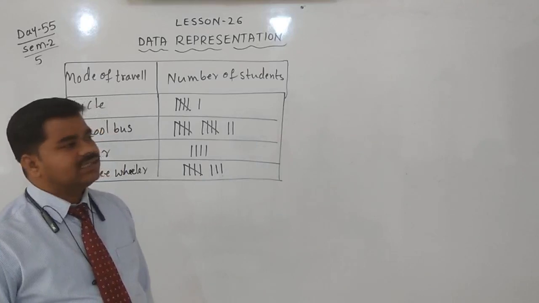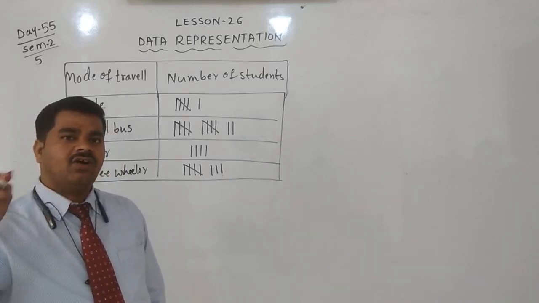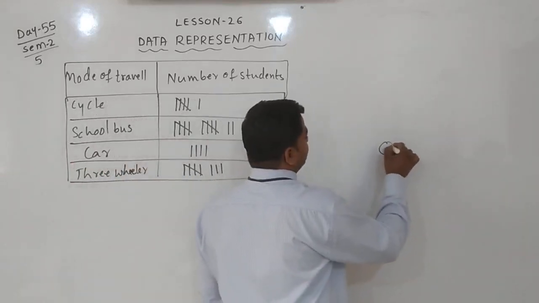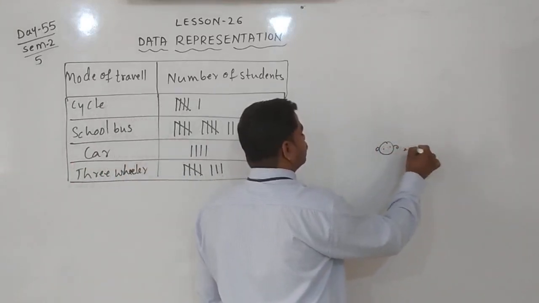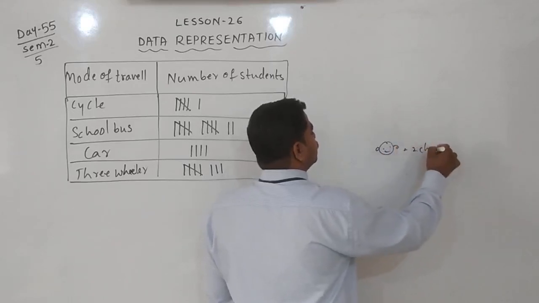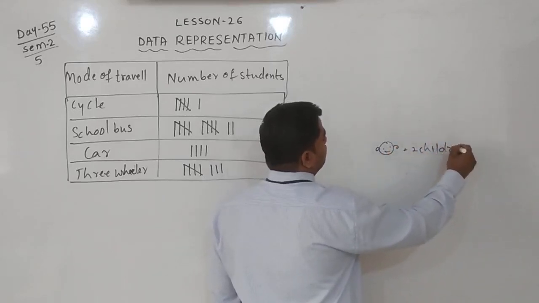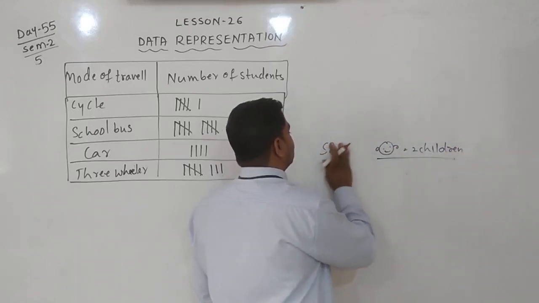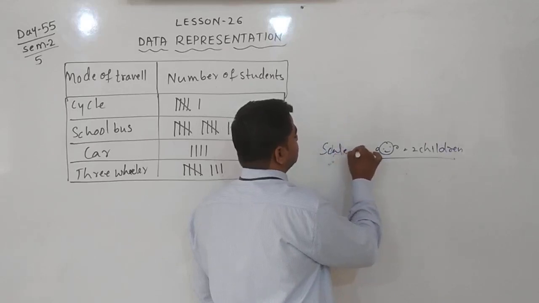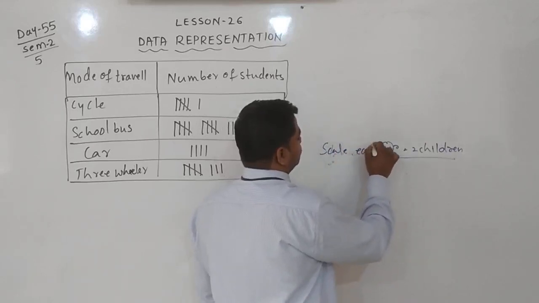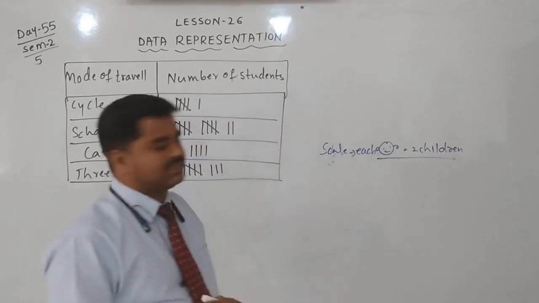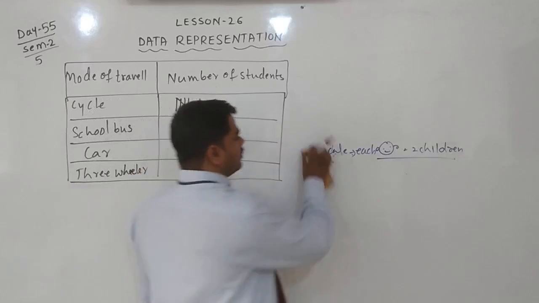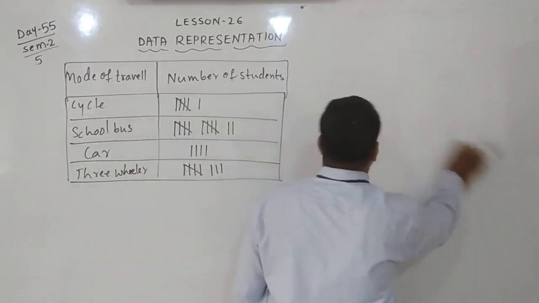Then after that, the scale. Each picture of a child or cycle can represent a number of children, for example 2 children. If we say 1 picture equals 2 children, this is the scale we can write. Scale: each picture of this space shows 2 children. Here we will draw a very simple pictograph.